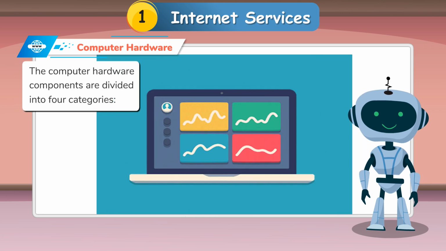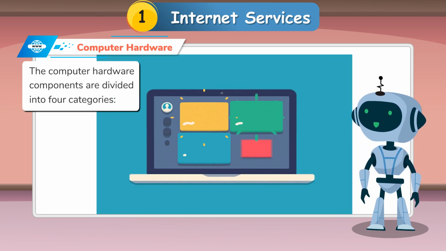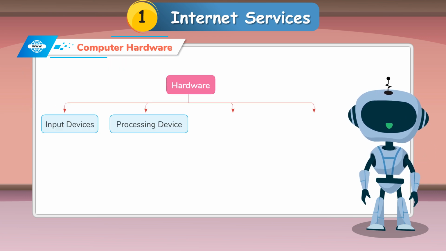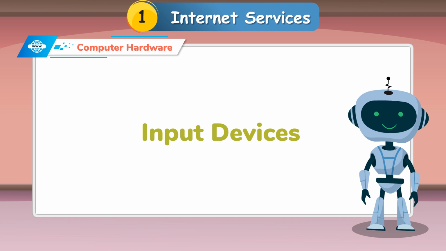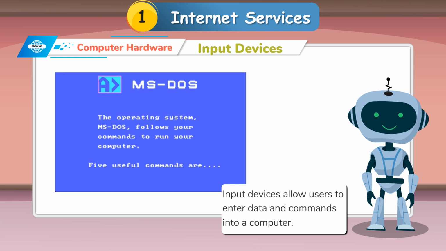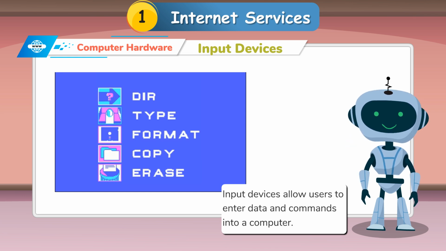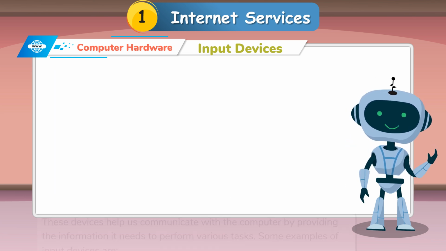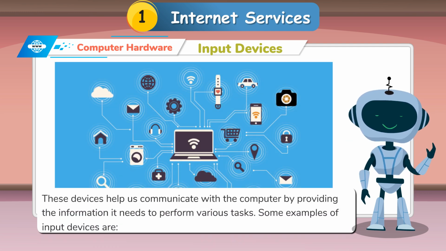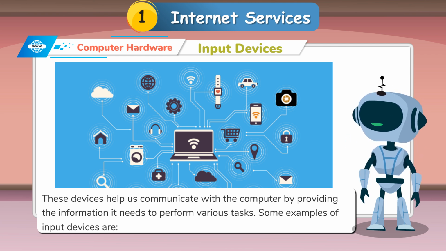The computer hardware components are divided into 4 categories: input devices, processing device, output devices, storage devices. Input devices. Input devices allow users to enter data and commands into a computer. These devices help us communicate with the computer by providing the information it needs to perform various tasks.